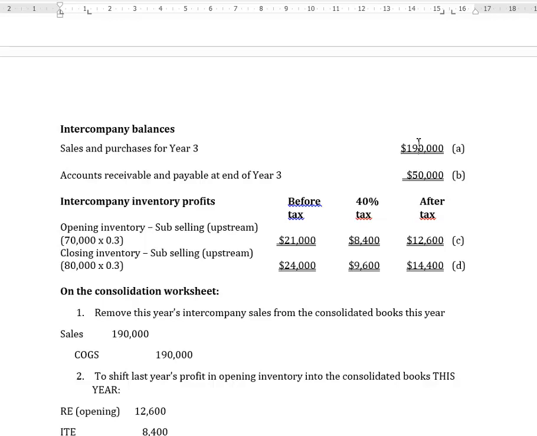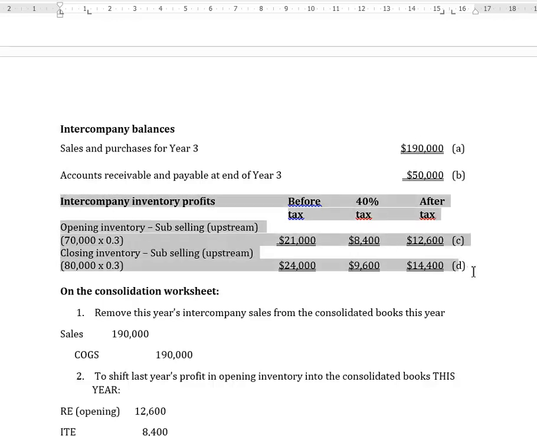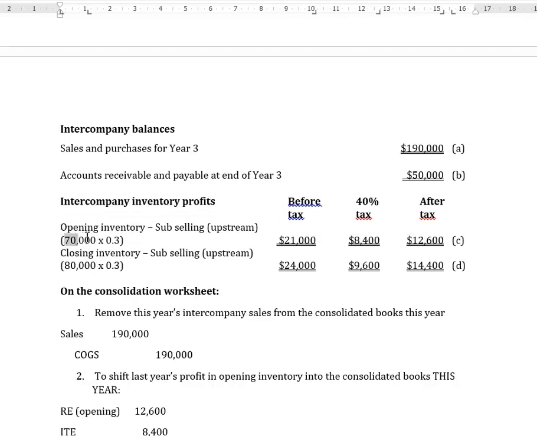Well, to help us, we constructed an intercompany inventory profit analysis right here. All right, so we're going to focus here for now. And what do we see? We know that in year 2, there were intercompany sales of $160,000 from the sub to the parent. But by the time we got to the end of year 2, which is the same as January 1, year 3, the parent was not yet selling $70,000 of that $160,000 they bought in year 2.